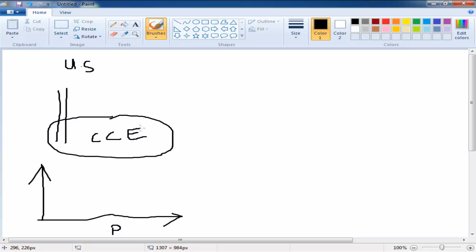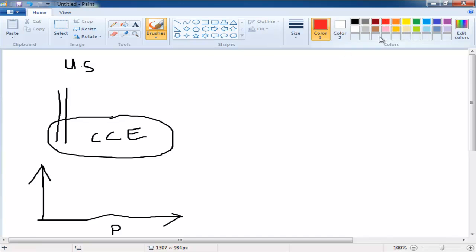So if we are above bubble point, we have just CCE. From CCE we know the PVT properties for the fluid. The second one is more difficult, but I will try to draw it.